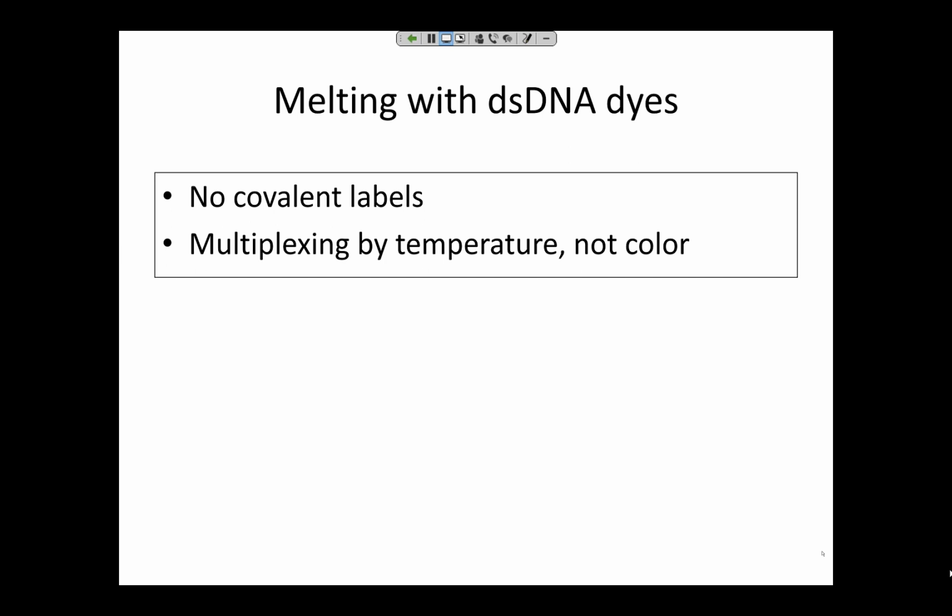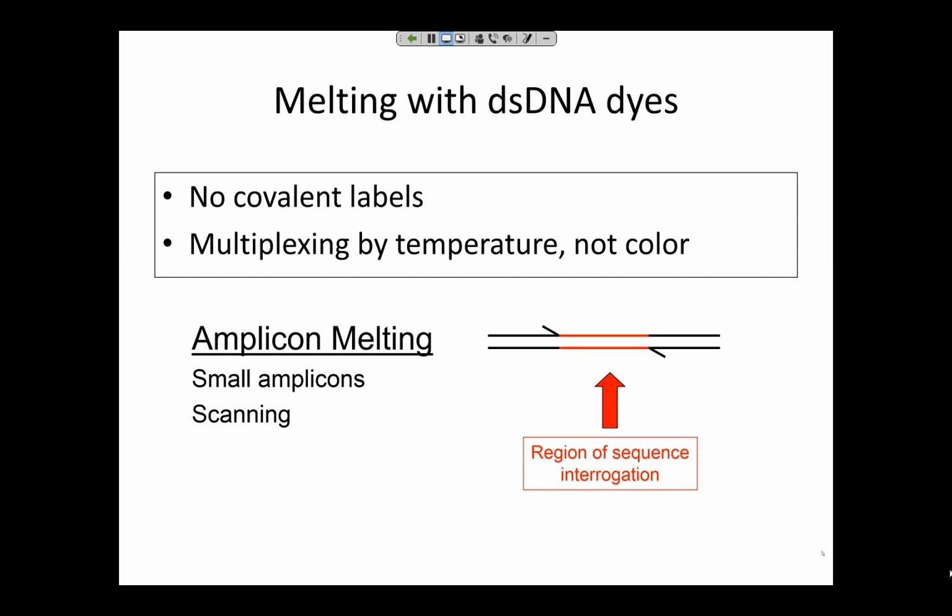When you look in general at melting with double-stranded DNA dyes, the idea is that you don't have any covalent labels to any fluorophores, so no expensive probes. And you multiplex by temperature, as you saw in the coagulation example of the 4 SNPs, not by color, as is commonly done in real-time PCR. So again, small amplicon melting is the simplest way to do this, where your primers are on each side of the region you're interrogating. So the SNP or other variant would be in the red area inside the primers here.